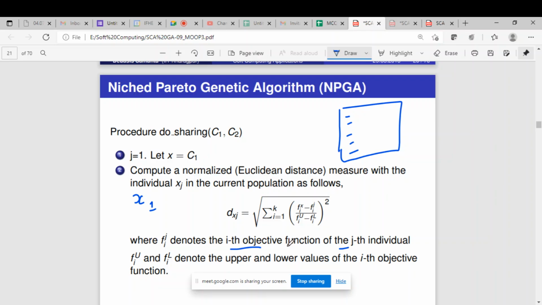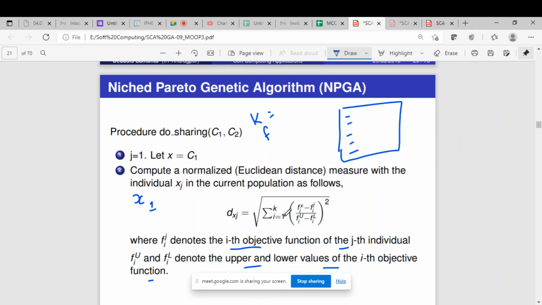Fij represents the ith objective function for the jth individual, and fiu and fil denote the upper bound and the lower bound values of the ith objective function. So if there are k objective functions, say if there are 5 objective functions, then k is equal to 5. Then we need the upper bound and lower bound for the first objective function, upper bound and lower bound for the second objective function, so on and so forth.